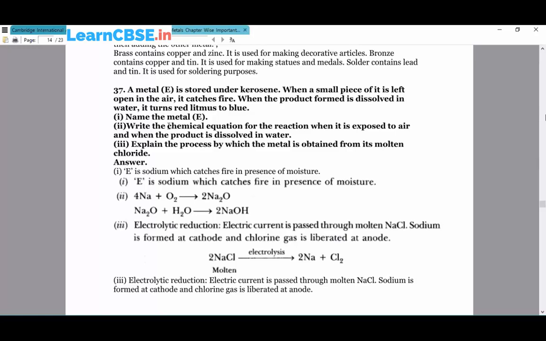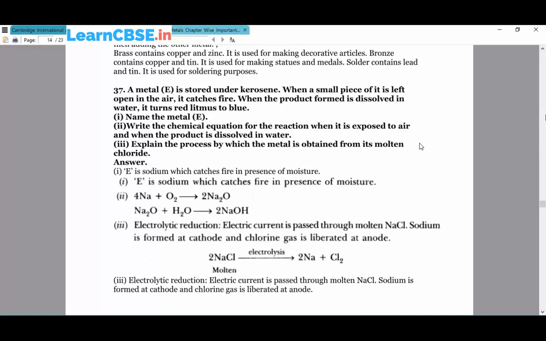A metal E is stored under kerosene. When a small piece of it is left open in the air, it catches fire. When the product formed is dissolved in water, it turns red litmus to blue. Name the metal E. So E is sodium, which catches fire in the presence of moisture. Write the chemical equation for the reaction when it is exposed to the air and the product which is dissolved in water. Okay, so 4Na + O2 gives 2Na2O. So the Na2O is the product which, when dissolved in water, will give sodium hydroxide.